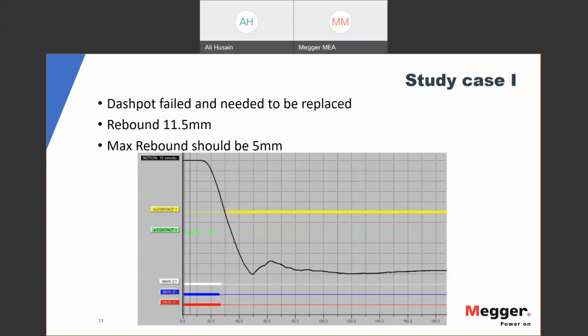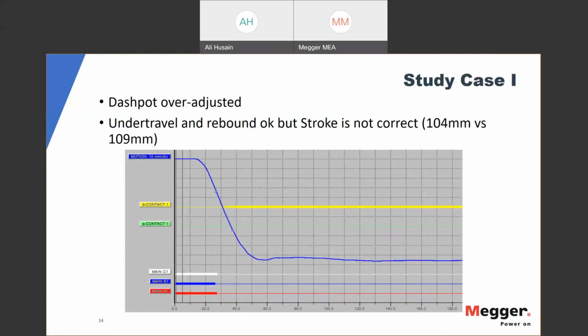So they did just a timing test, and the result was normal, fine. But when they did the motion test, the motion, which is in black here, showed huge bouncing at the end of the operation. The maximum rebound, which is the parameter for this bouncing at the end, should be 5 millimeter, but it's much exceeding that value.